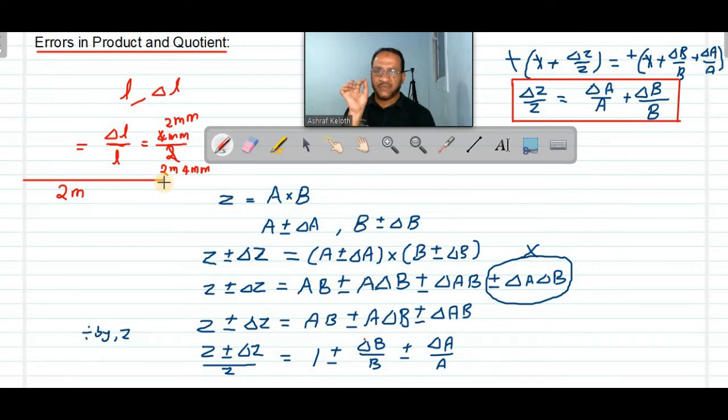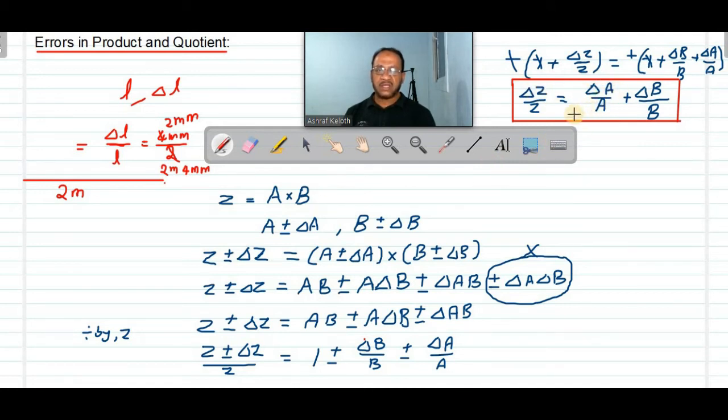Yes, sir. So fractional error means the error per unit measurement. If it is length, it is the error made in 1 meter measurement. Error per unit measurement of the physical quantity is called fractional error. That will be added up when you multiply two physical quantities. Fractional error will be added.